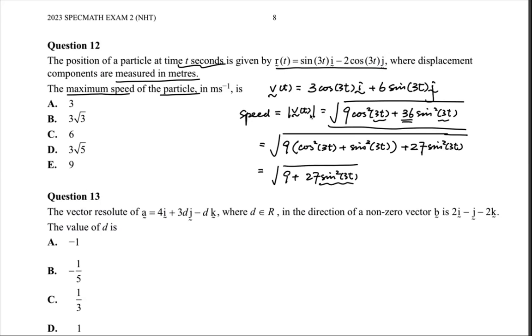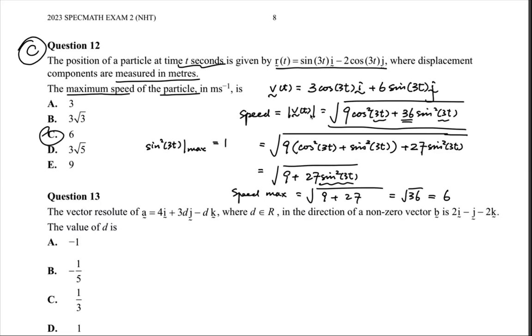Now the only variational part is the sine squared term. Remember, sine function, cosine function, they are bounded between -1 and 1. Once you square it, it will only go from 0 to 1. So sine squared 3t can take a maximum value of 1. Therefore, the speed max is going to be square root of 9 plus 27, which is root 36, and it's 6. Option C is the maximum speed.